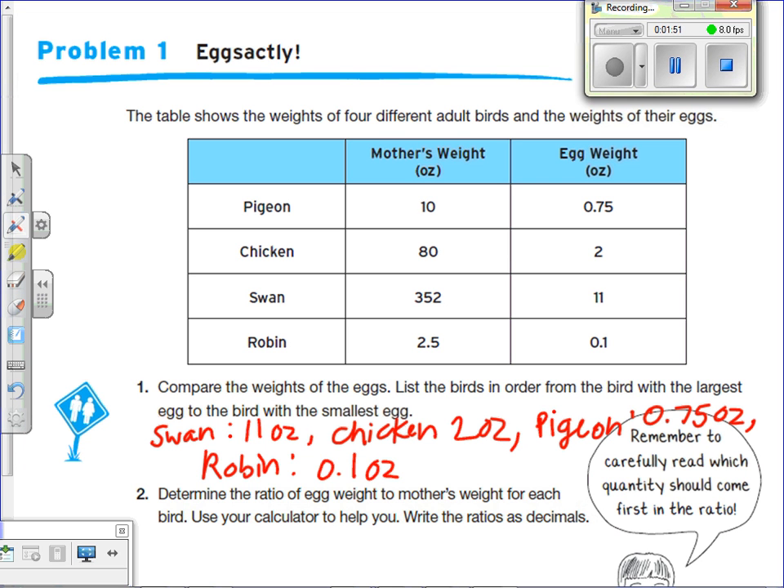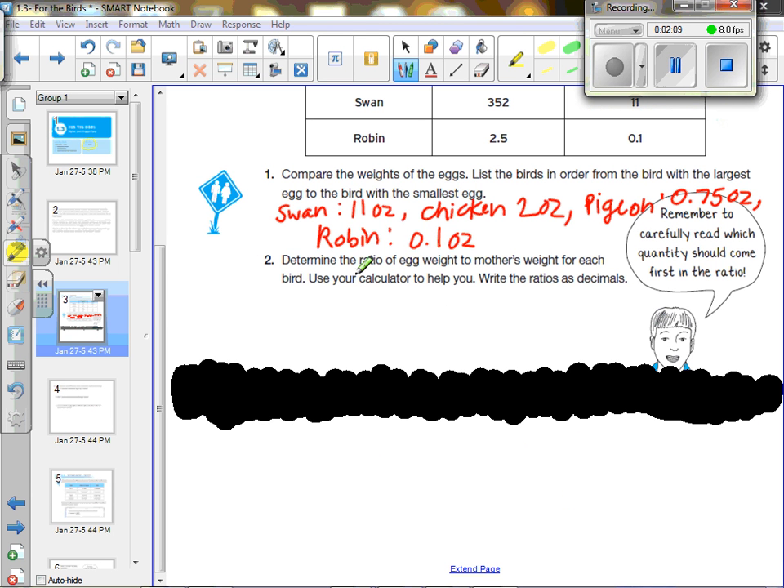Number 2 says determine the ratio of egg weight to mother's weight for each bird. Use your calculator to help you. Write the ratios as decimals. The key when thinking about this ratio is it says egg weight to mother's weight. So that means for each case, you're going to write the number for the egg weight first, and then the number for the mother's weight second or below the egg weight.